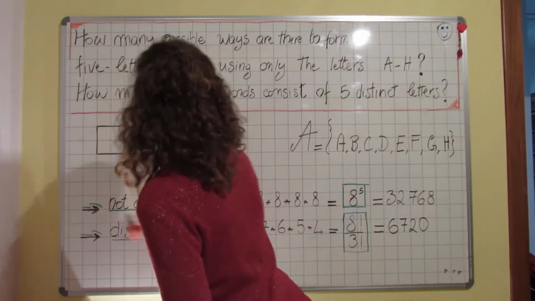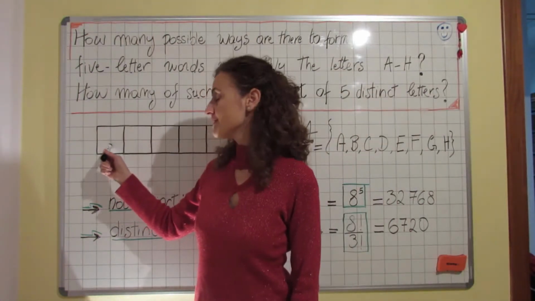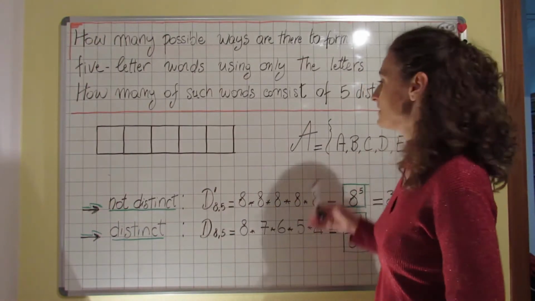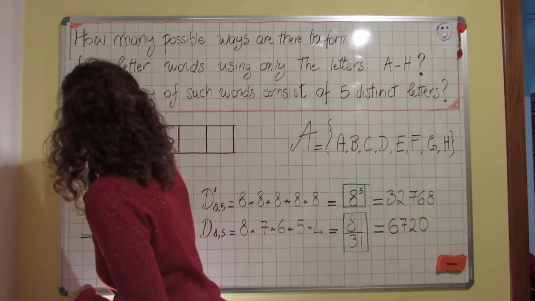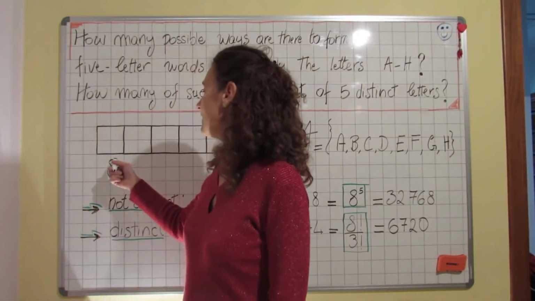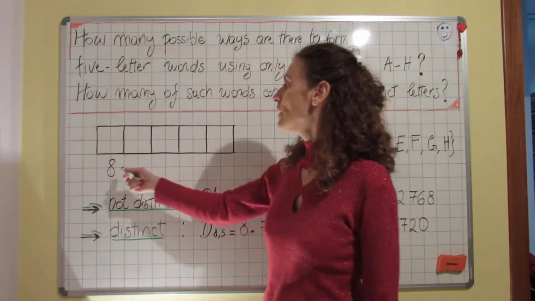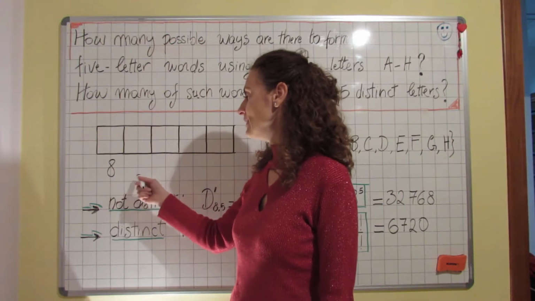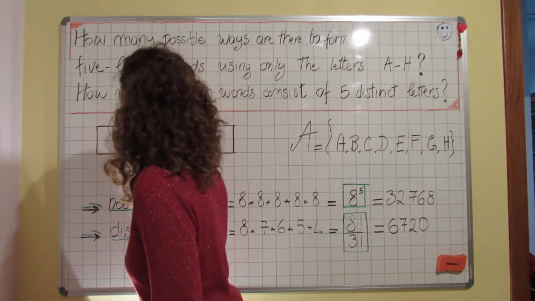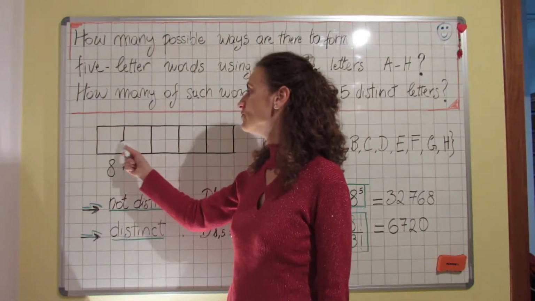Okay, so we have 8 possibilities for the first slot because we have to choose among 8 symbols. So it's 8 possibilities, and every one of these possibilities is followed by 8 possibilities. So we have 8 times 8 possibilities just to fill in the first 2 blanks.